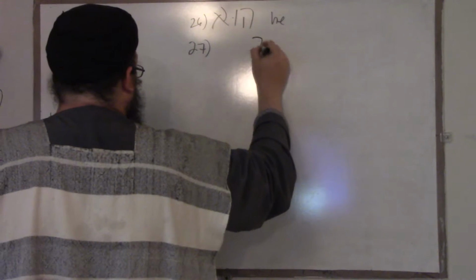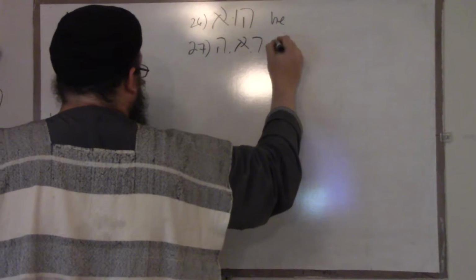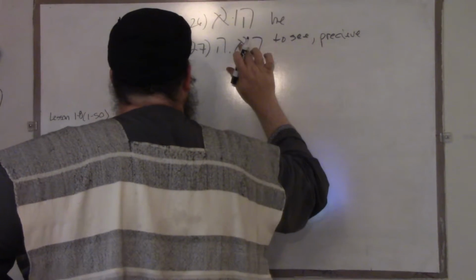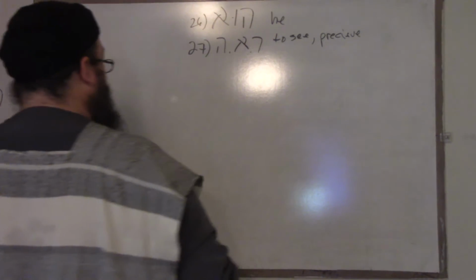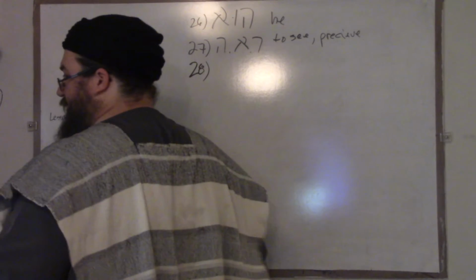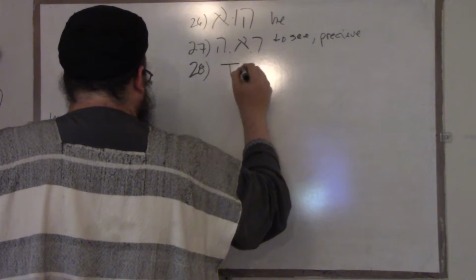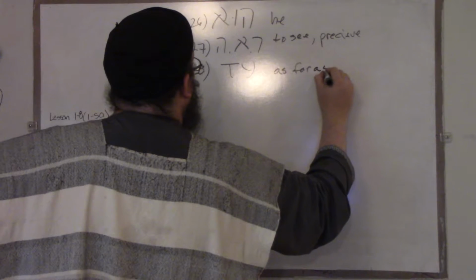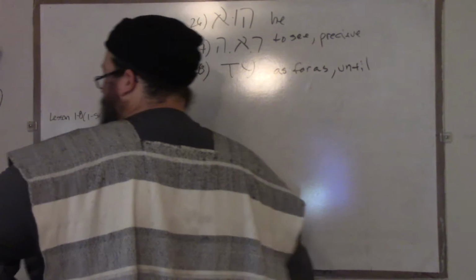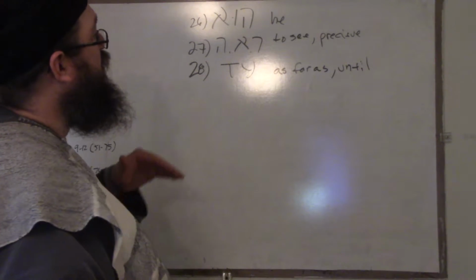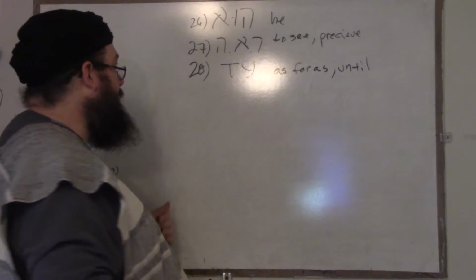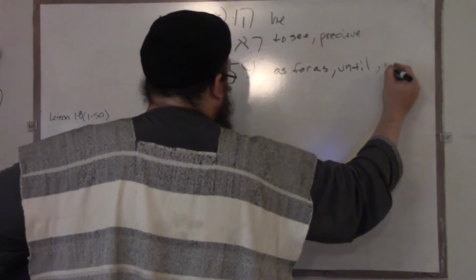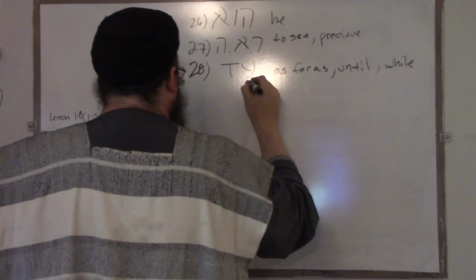27, we have resh, aleph, hey, which means to see or perceive. 28 is the word ad, as far as, until. Ad is used in relationship to distance. So when we see ad, we have to think of it as distance or as an aspect of time.